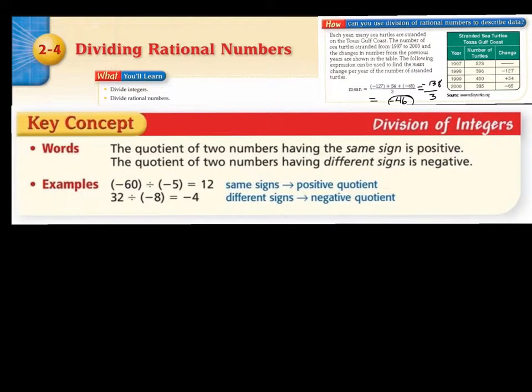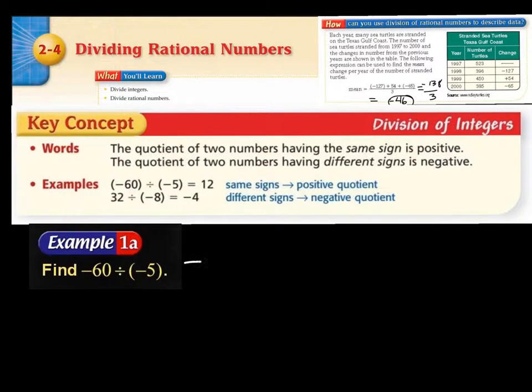Since multiplication and division are inverse operations, the rule for finding the sign of the quotient of two numbers is similar to the rule for finding the sign for the product of two numbers. The quotient of two numbers having the same sign is positive, and the quotient of two numbers having different signs is negative. Find the quotient of negative 60 divided by negative 5.